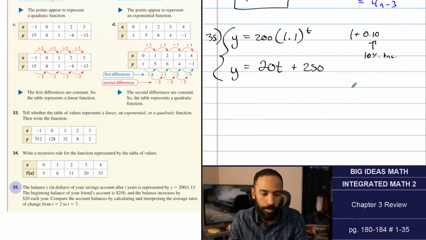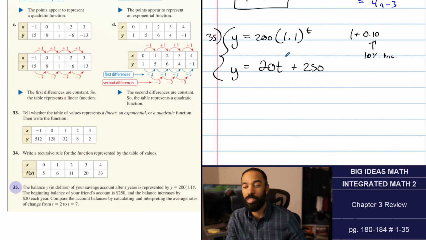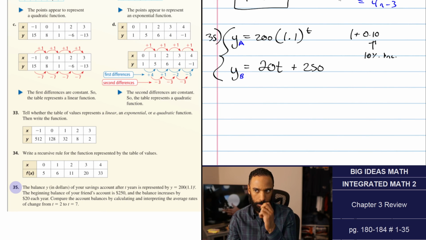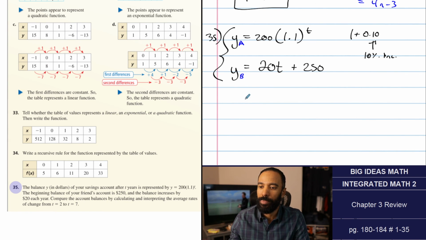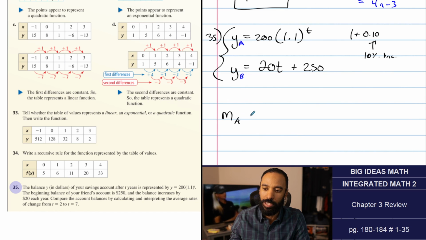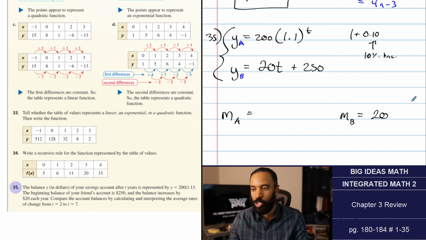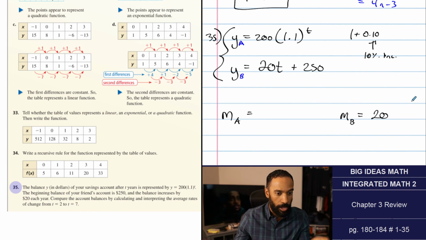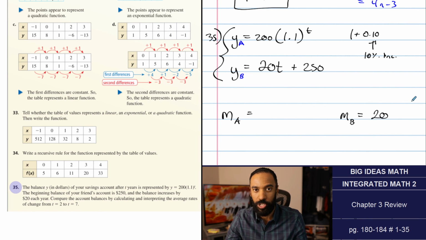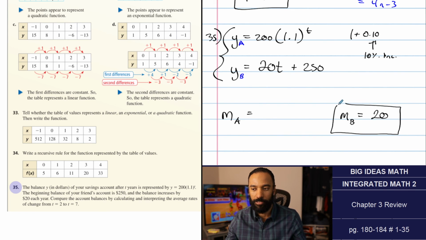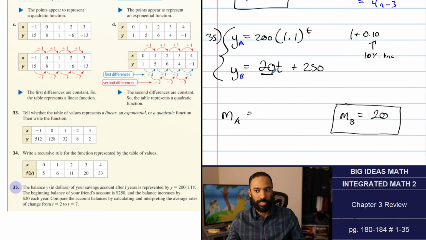But what they want you to do is find the average rates of change, the slopes between those ones. I'm going to call this y sub a and y sub b to make a little better sense. So the slope of set A, actually let's start with the slope of set B. The slope of set B is 20. You increase by $20 each year. That's your average rate of change. Every year it's increasing $20. So there's that one. That's not going to change. I don't have to do a whole slope thing to figure that out. It's given. That's your slope.